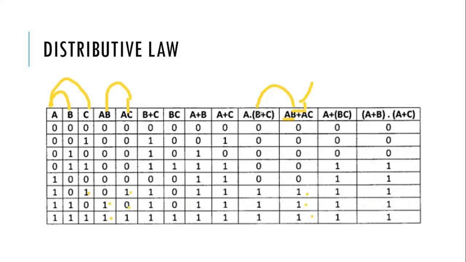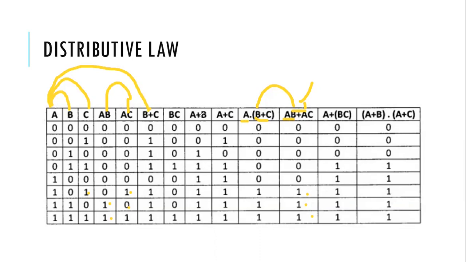Then we need to have the B plus C. B and C should be added together. That means these two should be added together. 0 plus 0, 0. 0 plus 1, 1. 1 plus 0, 1. 1 plus 1 is 2, which means 1. Again, 0 plus 0, 0. 0 plus 1 is 1. Like that you get the B plus C addition. And that should be multiplied with A. That means this column and the column A should be multiplied together.